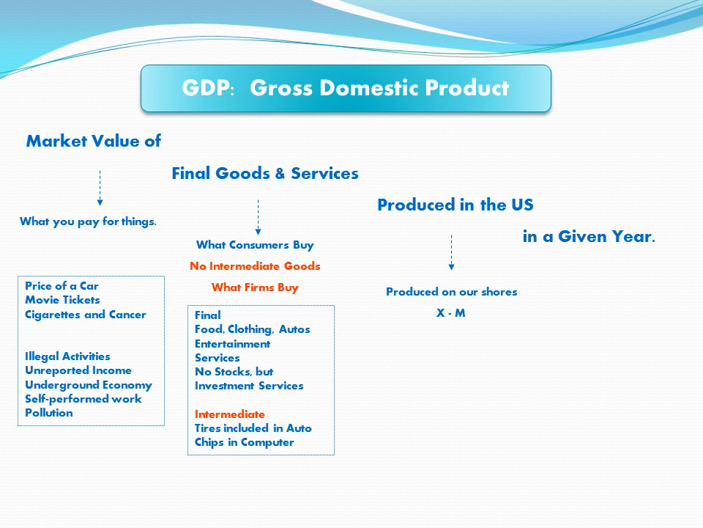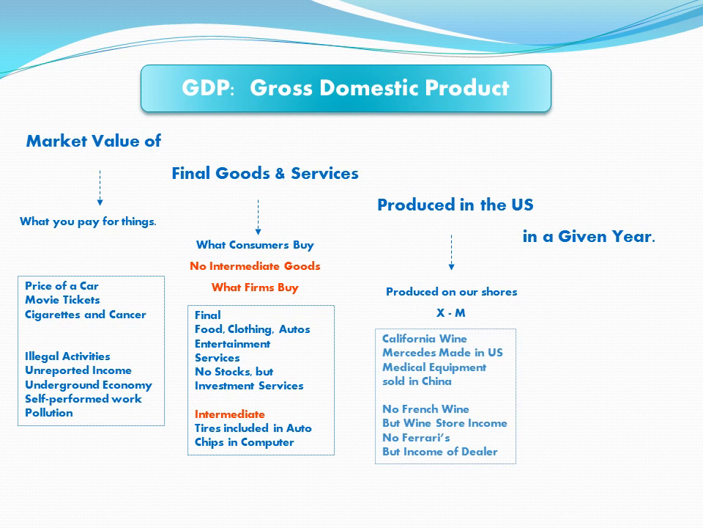Produced in the U.S., that is on our shores, because we want to measure activities creating income and jobs within the country. So we're going to have to add in exports that are not captured in domestic consumption. So California wine that's sold overseas, that would be an export. We have to add that in. Mercedes made in the United States, that's produced in the U.S., so that counts here. Medical equipment sold in China, that's an export, so that will have to be added in.